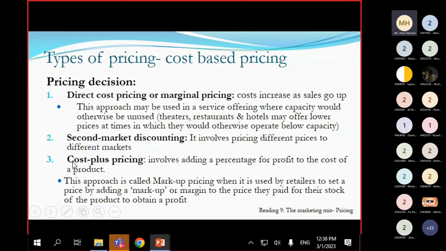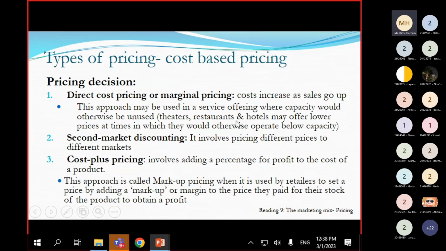We have some different types of cost-based pricing. First of all, direct cost pricing or marginal pricing. The cost will increase as sales go up. The more sales you make, the more your cost will increase. This is used in a service offering where capacity would otherwise be unused, like theaters, like restaurants and hotels.